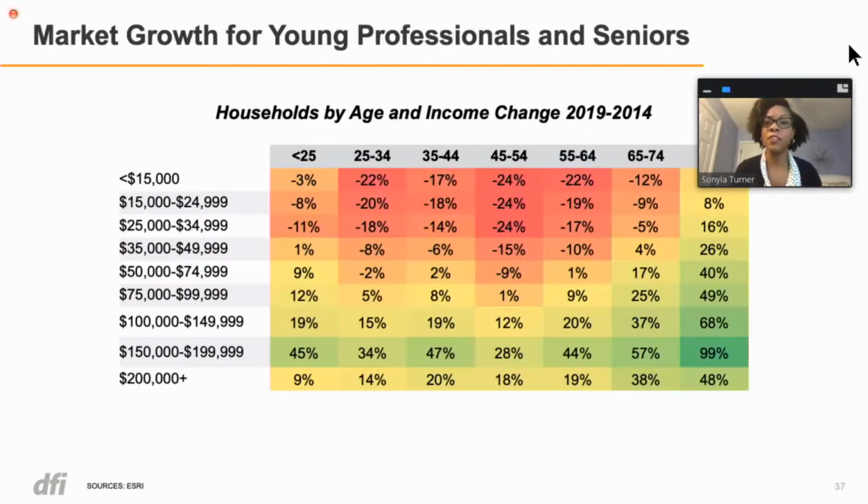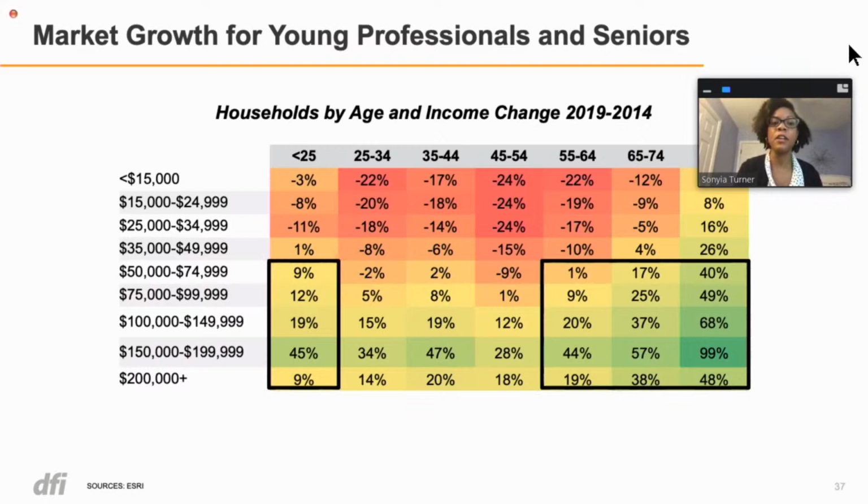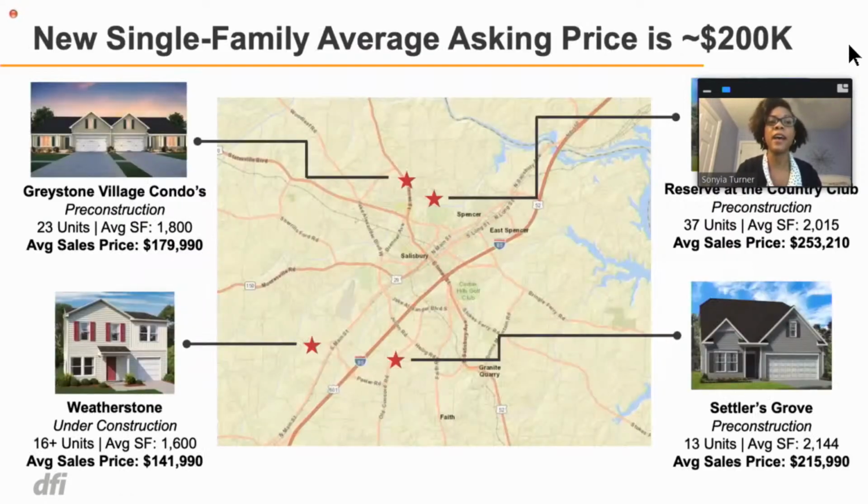On the other side, or perhaps the positive side, there is market growth for young professionals and seniors over the next 5 years. Additionally, we find that the new single family housing that's being developed, the average asking price is close to $200,000, and that this is happening around the city of Salisbury. So there is some activity happening.